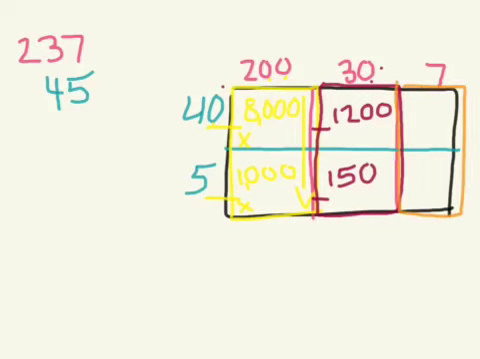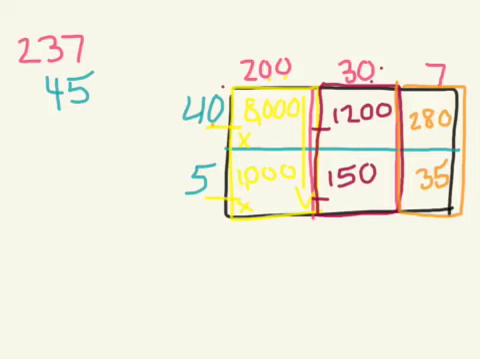And for the top part, it's going to be 7 times 40. Well, 7 times 4 is 28, and we have to bring that 0 over. Then 7 times 5 is 35. And then those are all our numbers. We only have one step left, which is to add up all the numbers in these boxes.